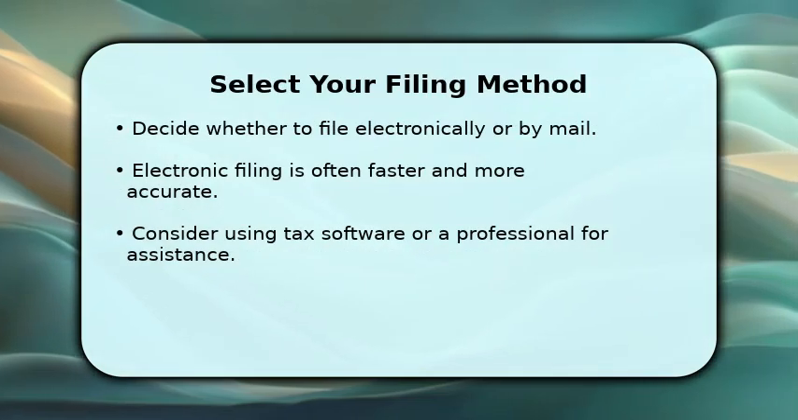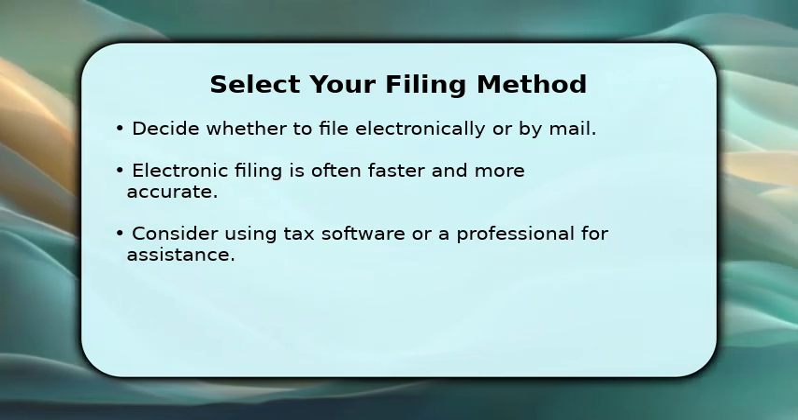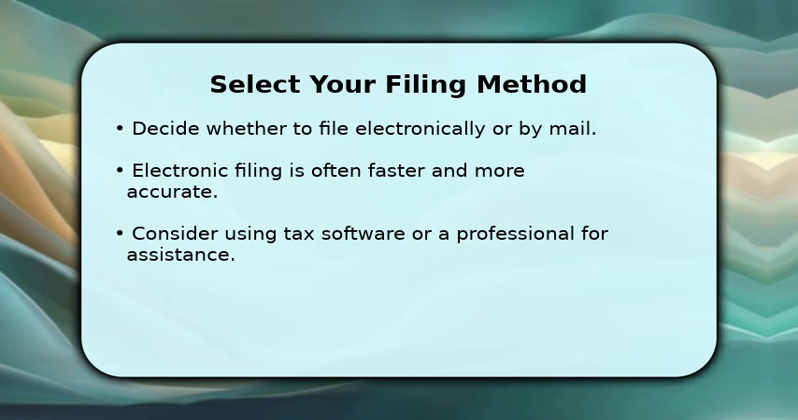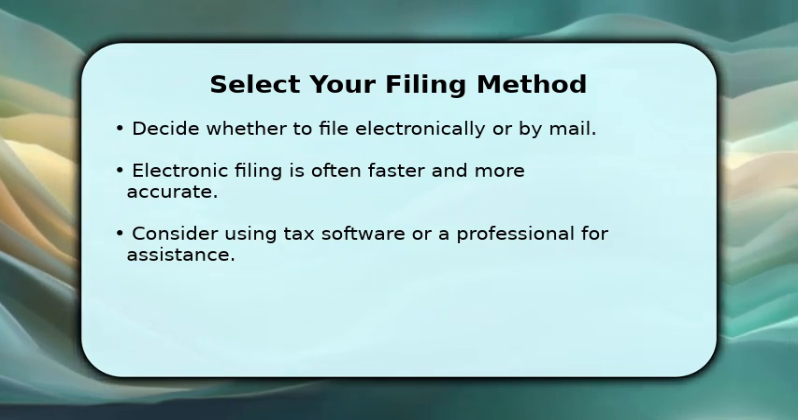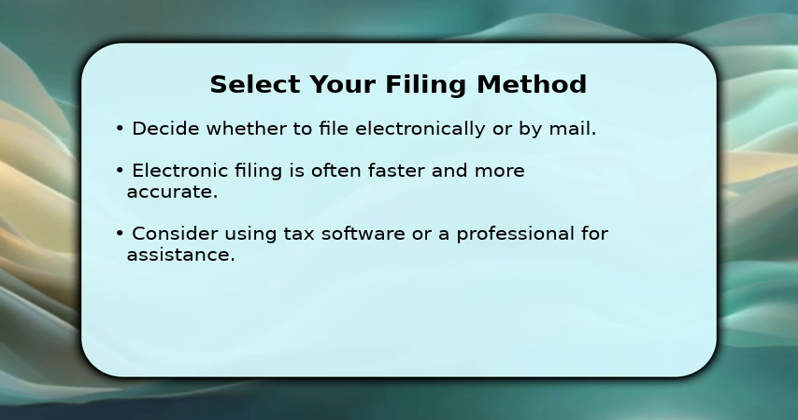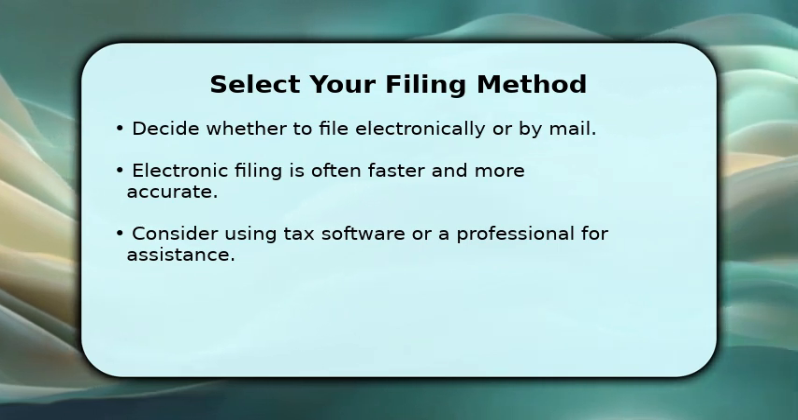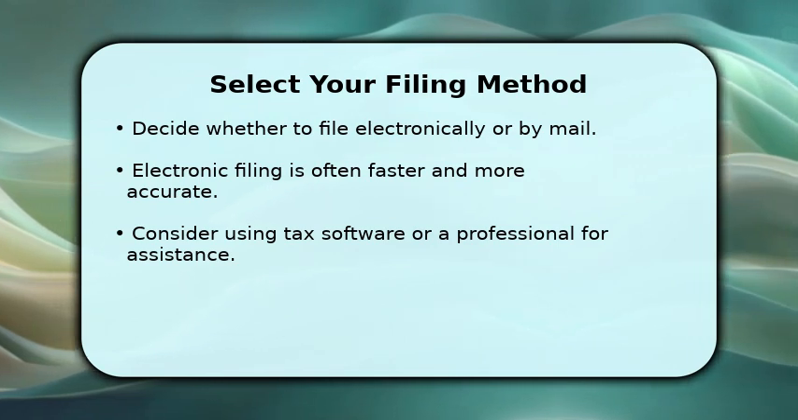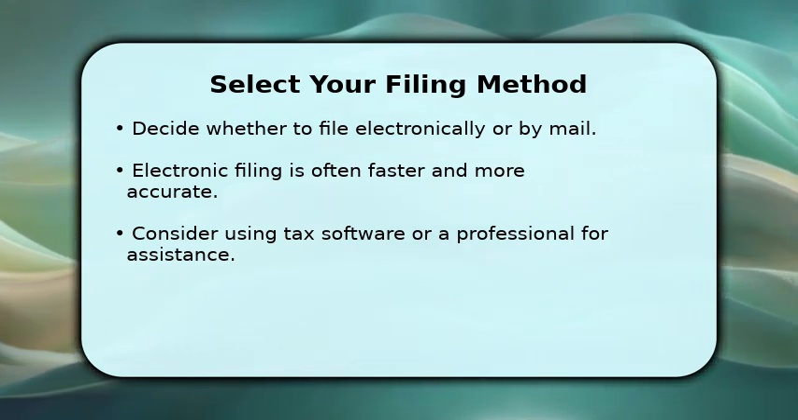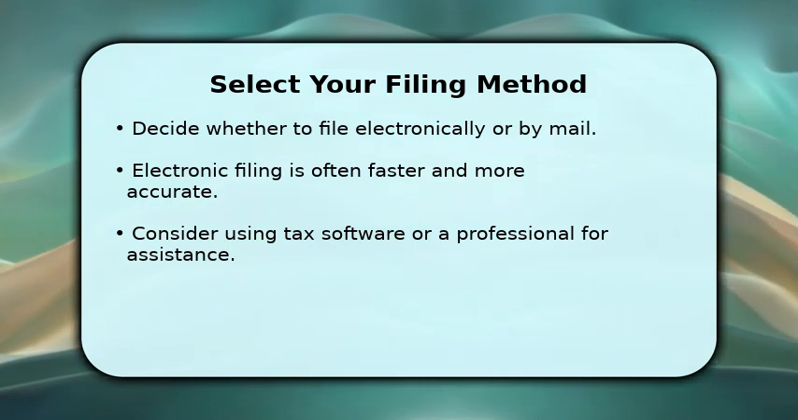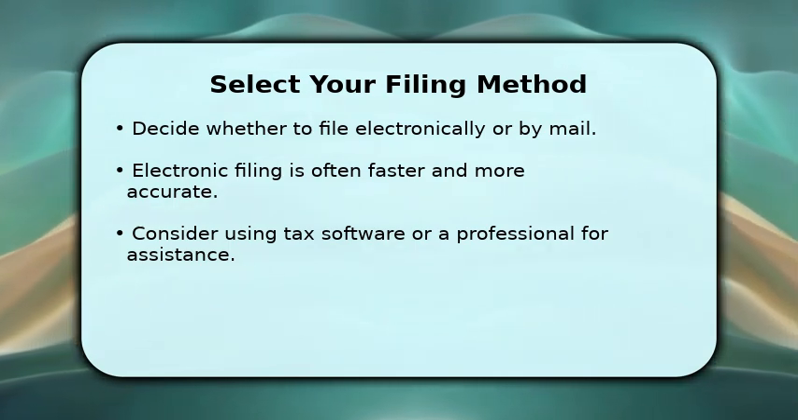Next, you'll need to choose how you want to file your taxes. You can opt for electronic filing, which is generally quicker and reduces errors, or you can mail in a paper return. Many people find tax software helpful, and some even qualify for free e-filing services if their income is below a certain threshold, often around $79,000. A tax professional can also provide expert guidance.